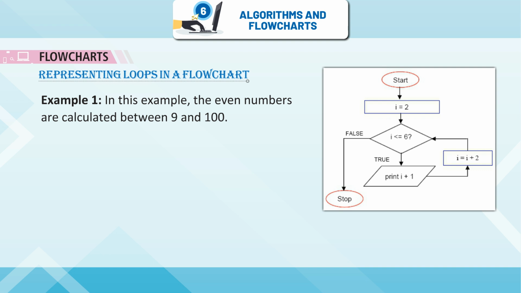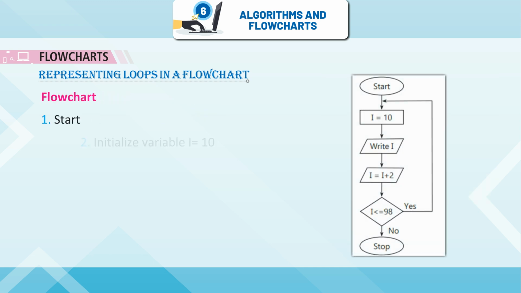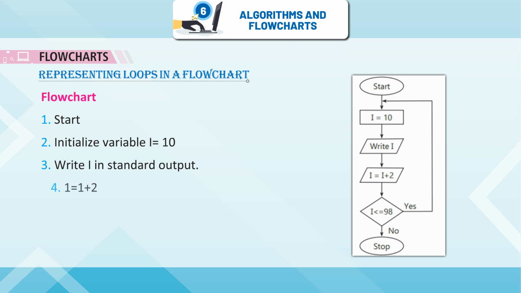Example 1. In this example, the even numbers are calculated between 9 and 100. Flowchart. 1. Start. 2. Initialize variable I equal to 10. 3. Write I in standard output. 4. I equals I plus 2. 5. If I is not equal to 98, go to step 3. 6. Stop.